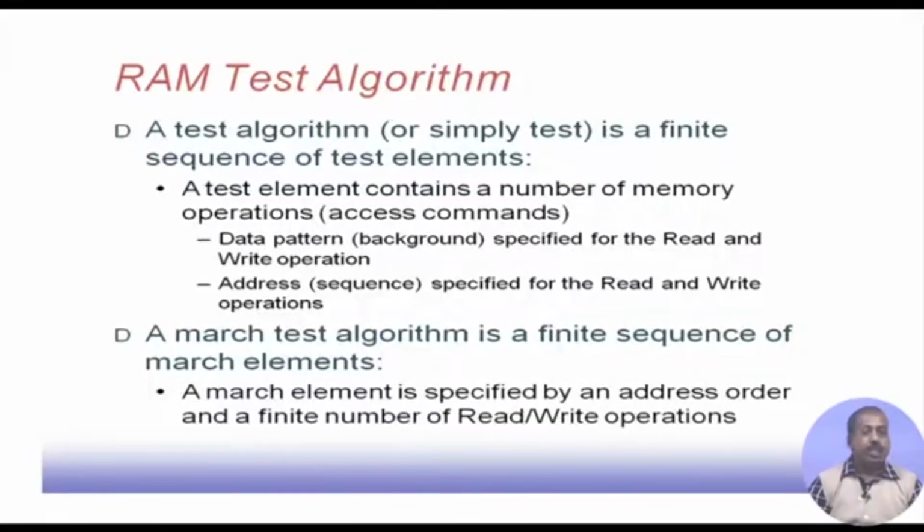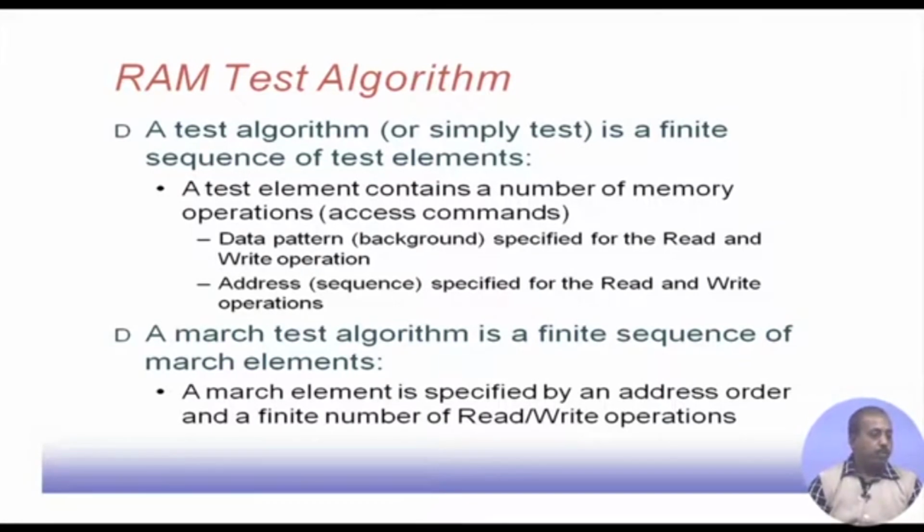So, first we write at a location, then at the next location, then at the next. Is it in increasing order, starting from the lowest possible address to the highest possible address, or is it in decreasing order? Maybe we first write in increasing order, and then while reading we read in decreasing order, so that we get certain types of faults detected. So, we will see that this type of read-write address sequence also has a definite role to play in detecting faults.